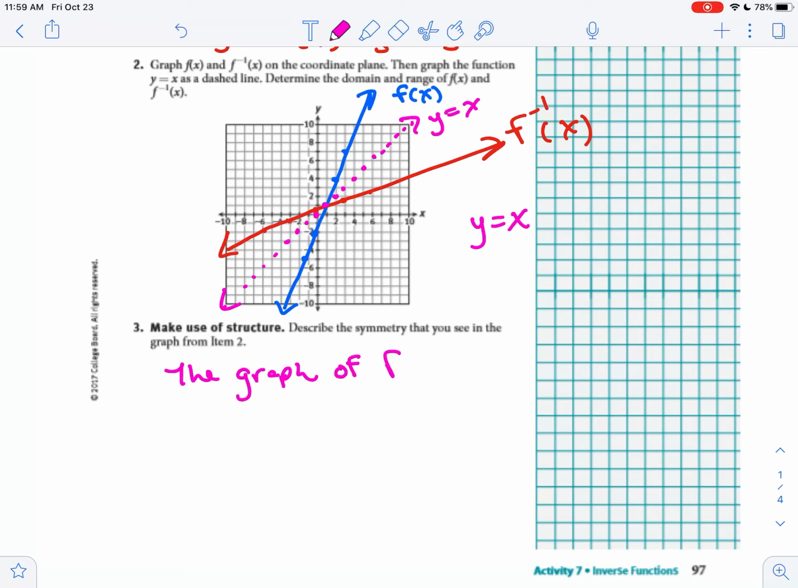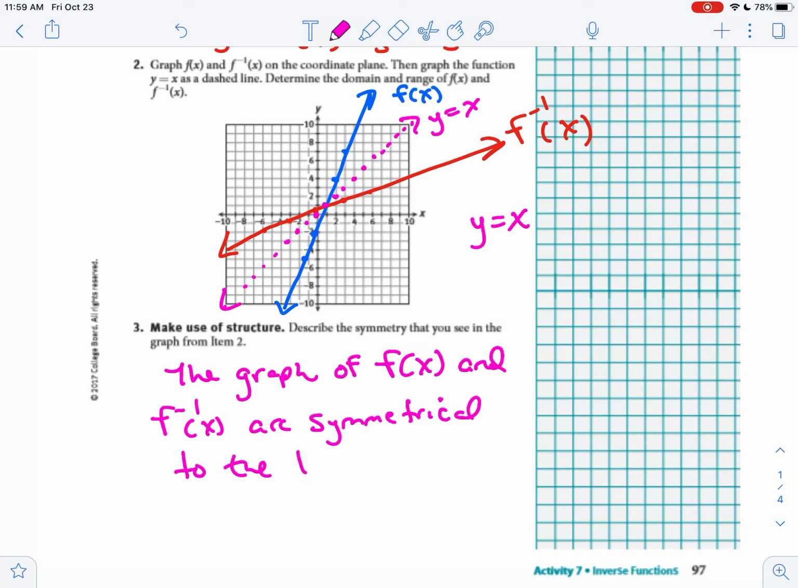So the graphs of f of x and f inverse of x are symmetrical to the line y equals x, or what we call the identity line.